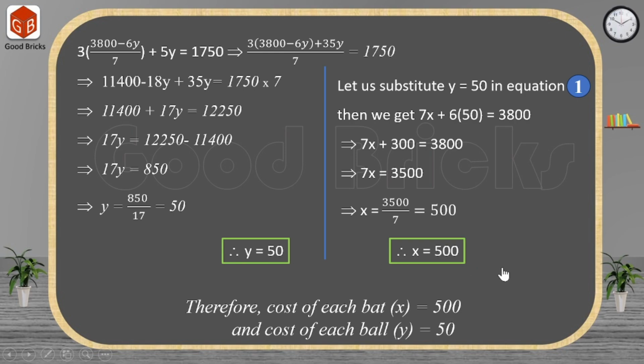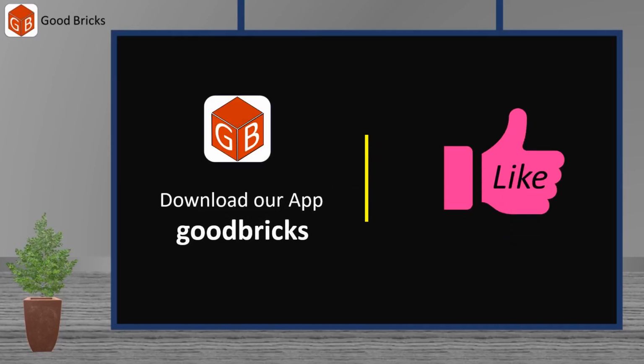So what does it mean? It means the cost of each bat we assumed x and its value is 500, and the cost of each ball we assumed y and its value is 50 rupees. Hope you got good clarity on the solution which we have discussed.